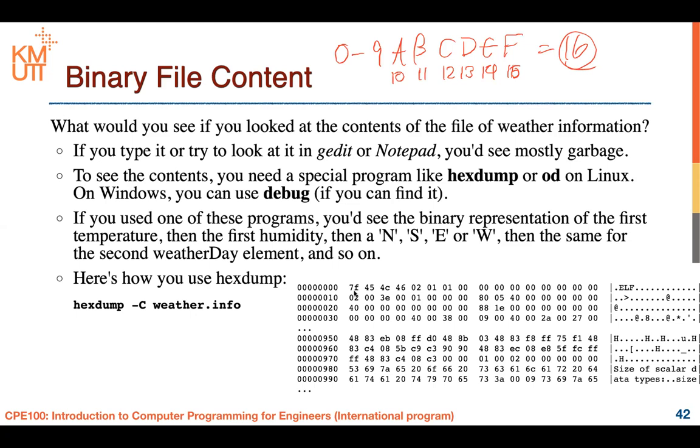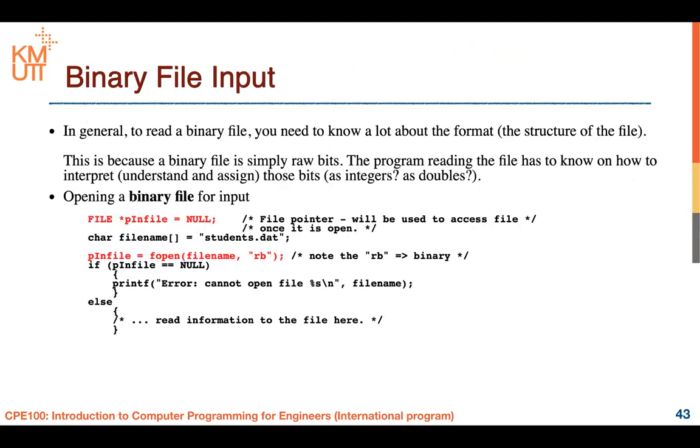So 7 will be 0, 1, 1, 1. This will represent 7. And F will be 1, 1, 1, 1. This is F. So this one, 7F, can be written in terms of binary as 8 digits. This is the way that we are going to represent the binary file in hexadecimal format. That's why we have to understand the hexadecimal number, right?